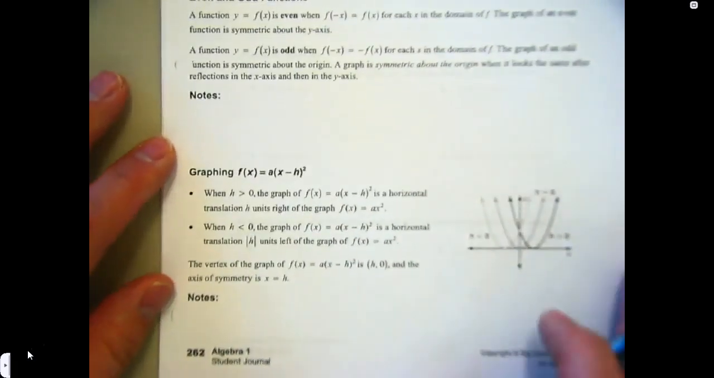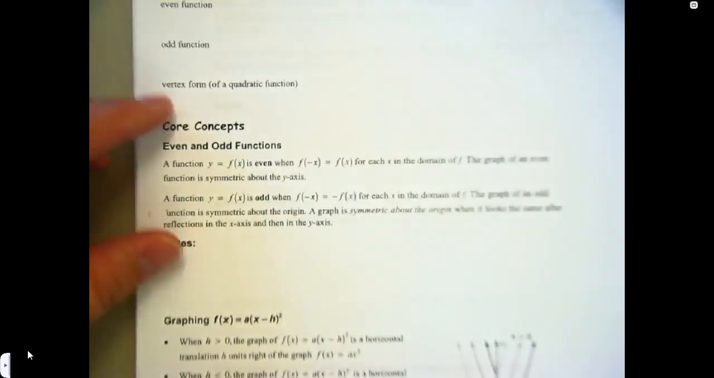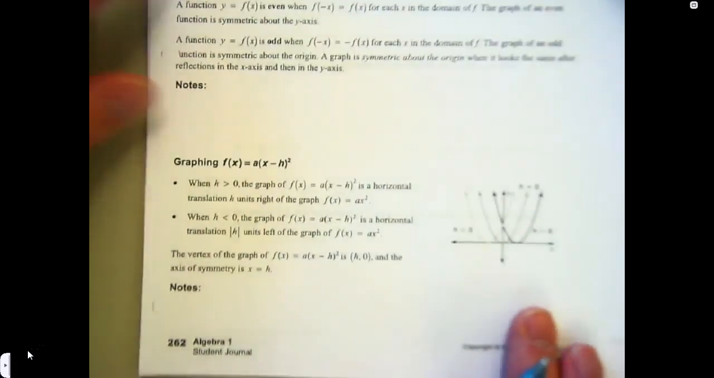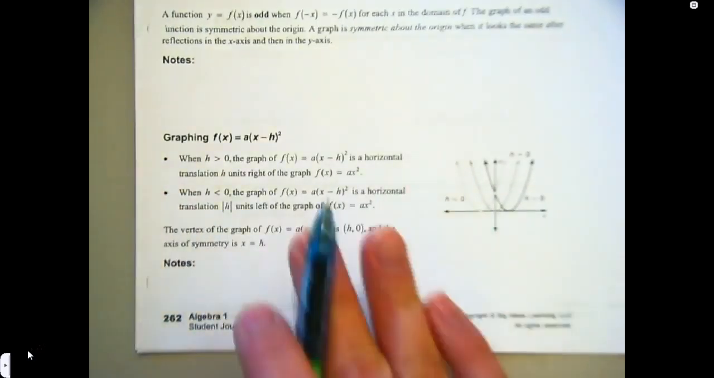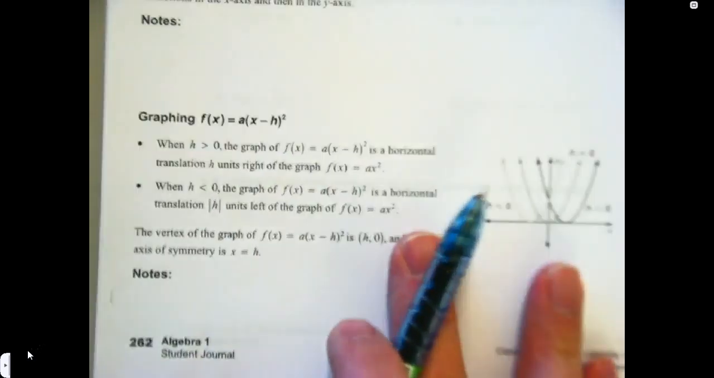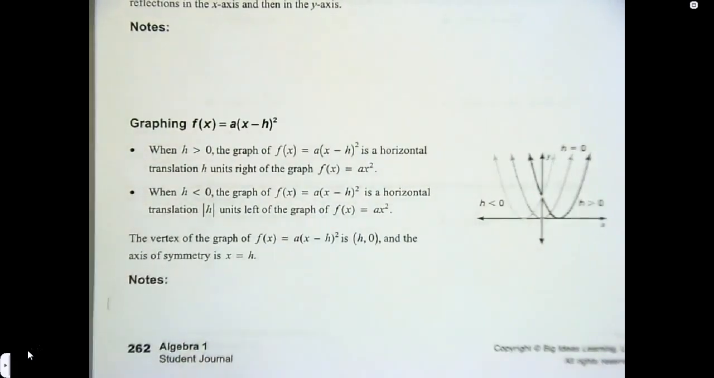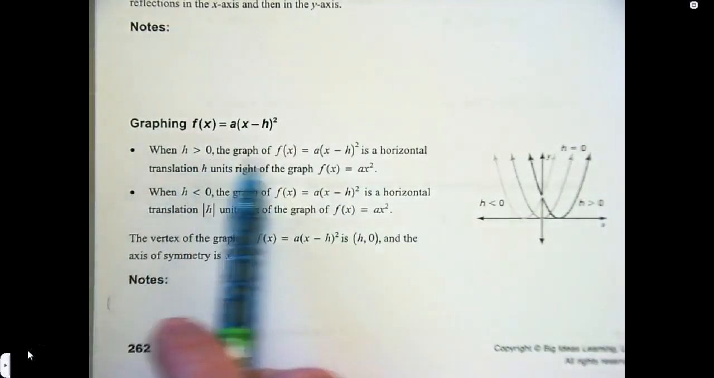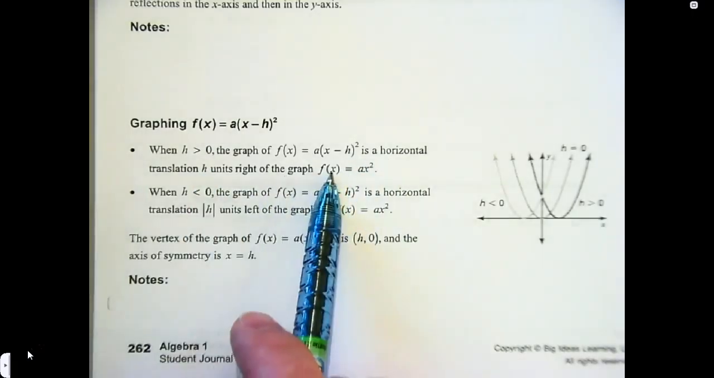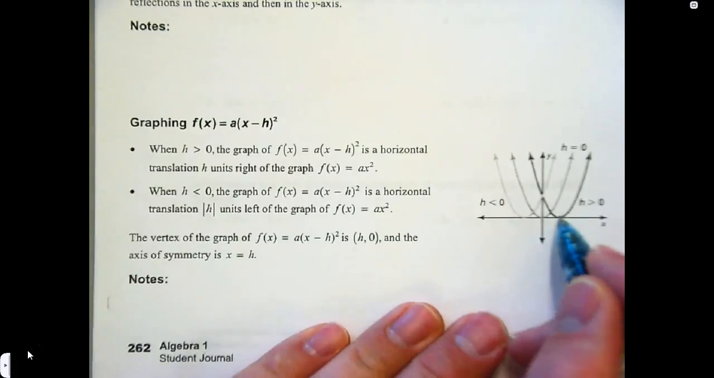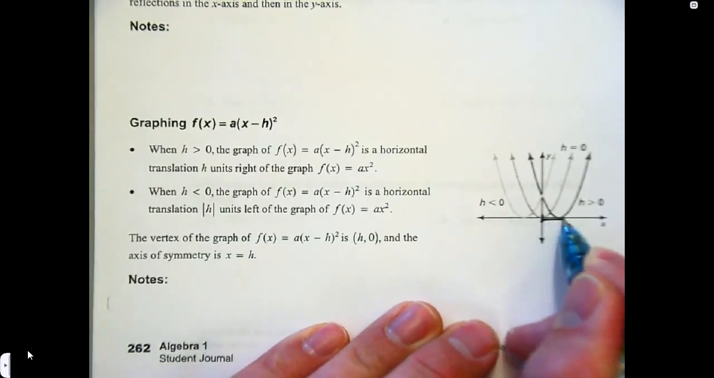Just so you know, on page 262 of your student journal, we'll come back to odd and even functions, but that's what this is talking about right here. All this wordiness that it says, let's read through it, just because you have to be able to read the math. When h is greater than 0, the graph of this is a horizontal translation, h units to the right of ax squared. So in other words, when it's bigger than 0, it's moving this way.